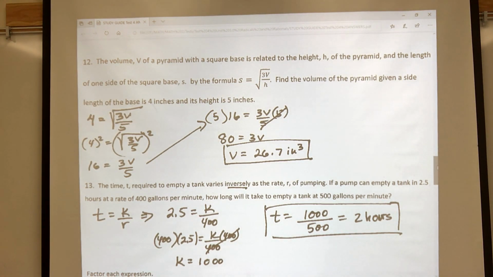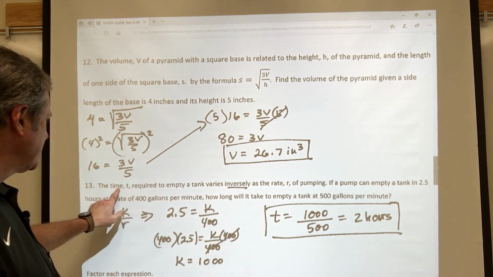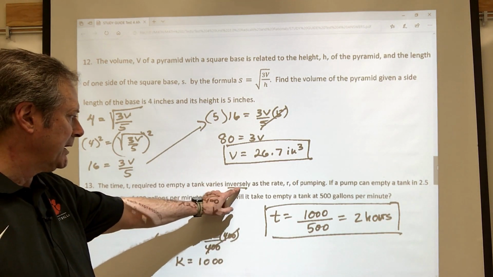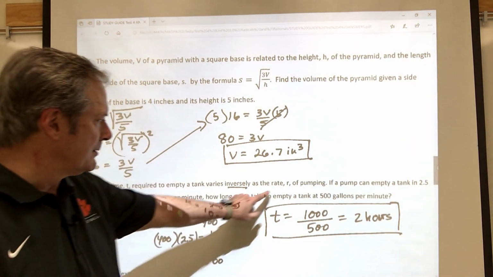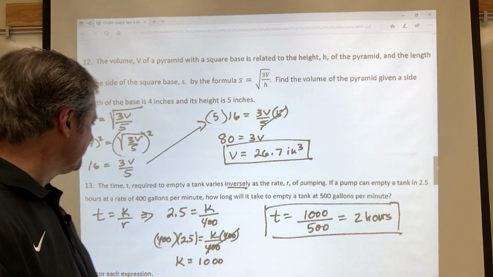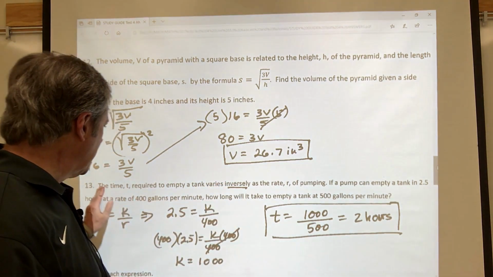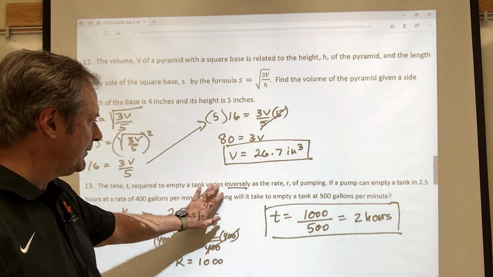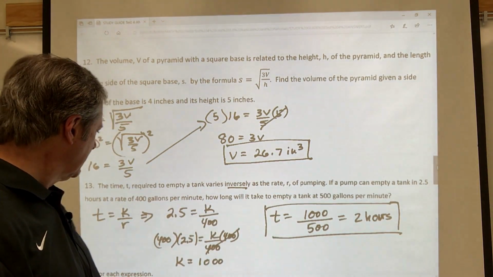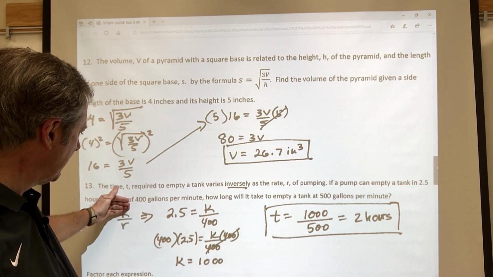All right, and well, let's just deal with 13 right here. All right, this is a variation problem. The keyword is inversely. The time required to empty a tank varies inversely, so time equals K over R, the rate of pumping. You want to create your equation based on the order with which you read it. It says time varies with rate.